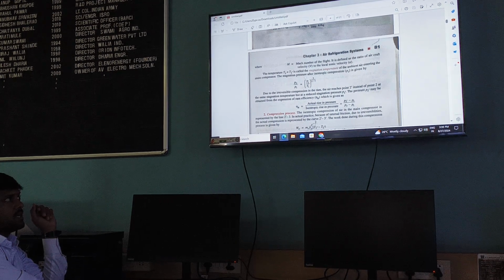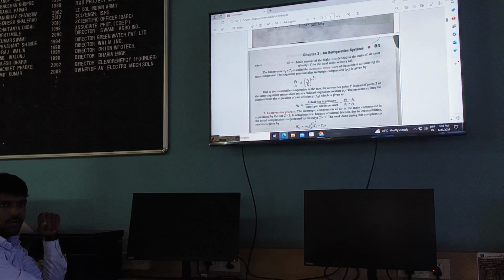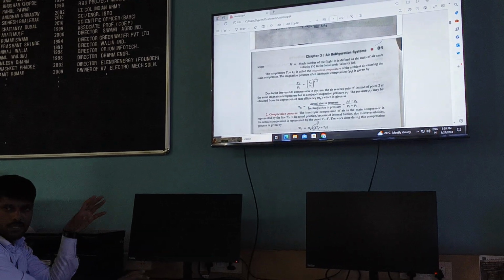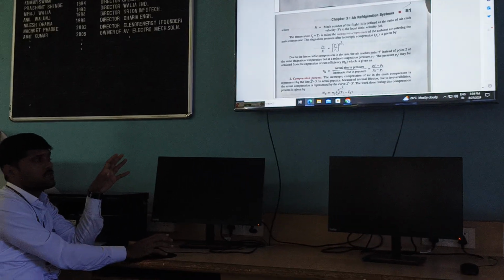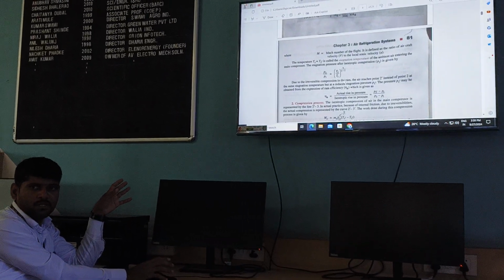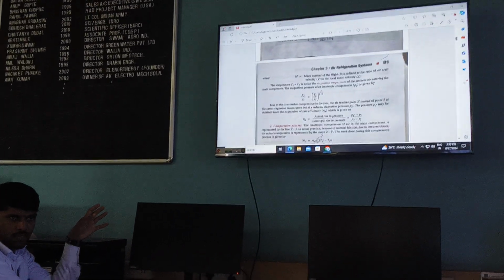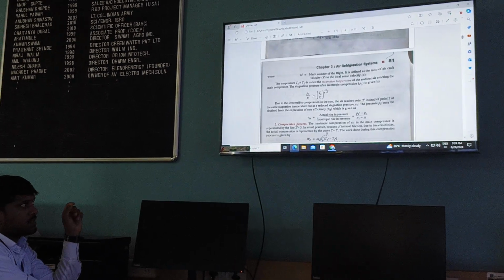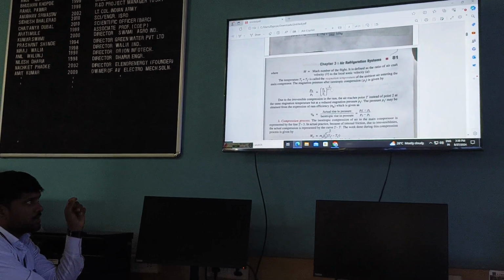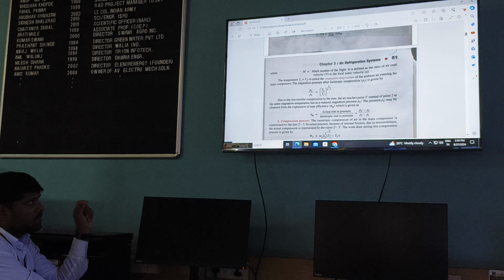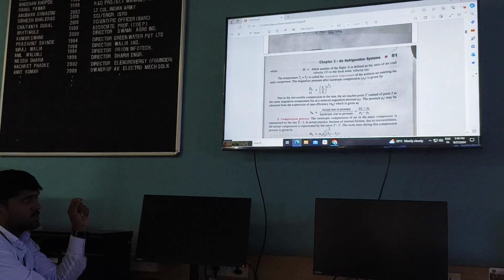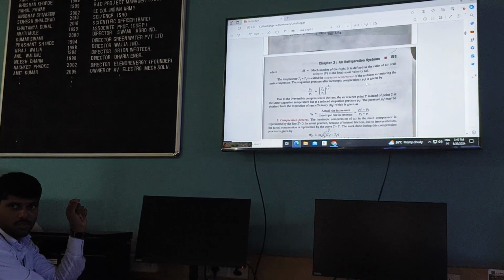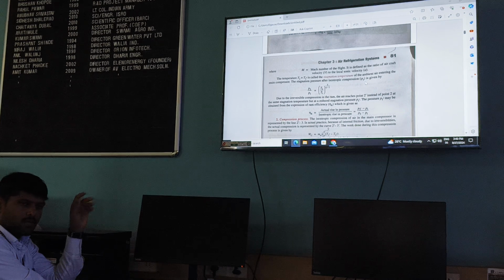Now generally in numericals, what do we need to calculate? Temperature; pressure is given. Sometimes it may be that temperature is given and pressure needs to be calculated, right? So remember this P2 by P1 raised to gamma divided by gamma minus 1. Or it is T2 by T1 is equal to P2 by P1 raised to gamma minus 1 divided by gamma.